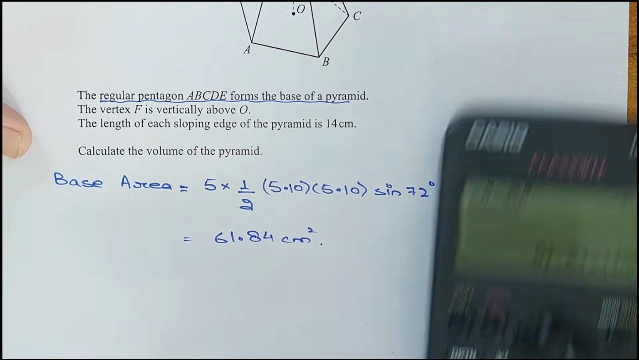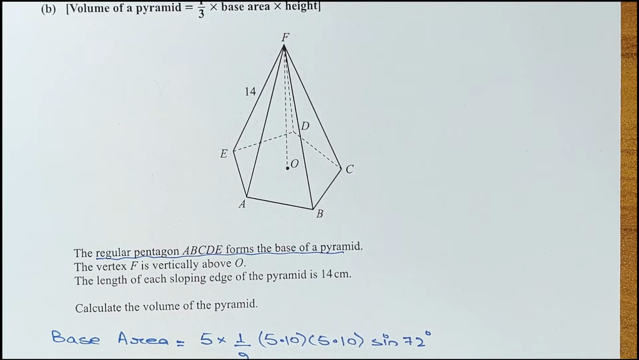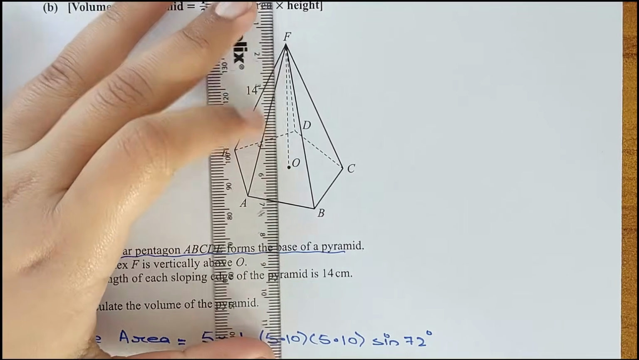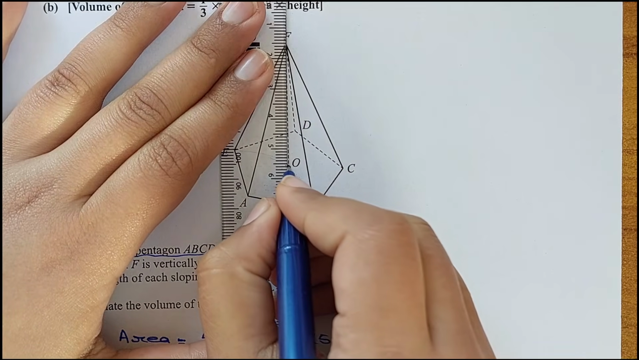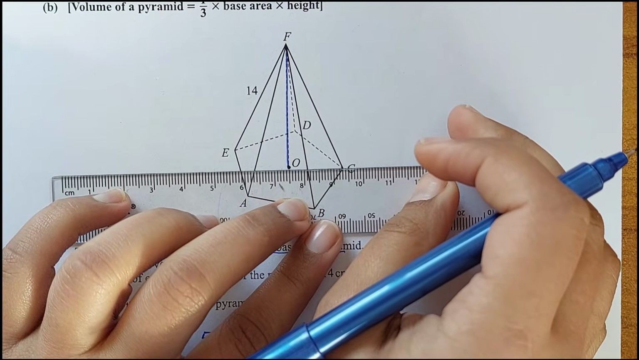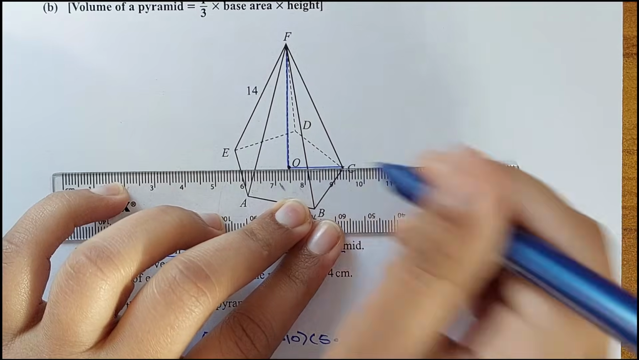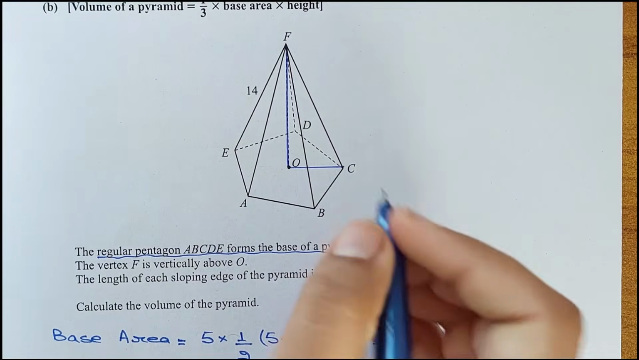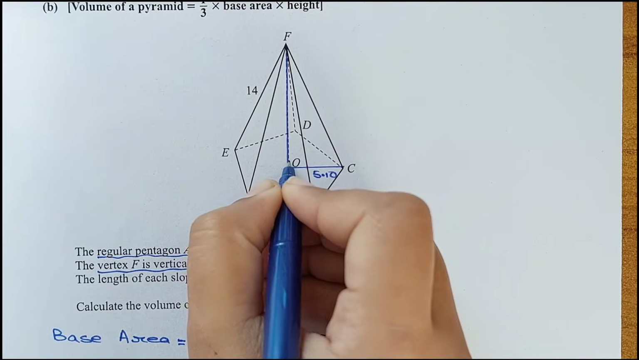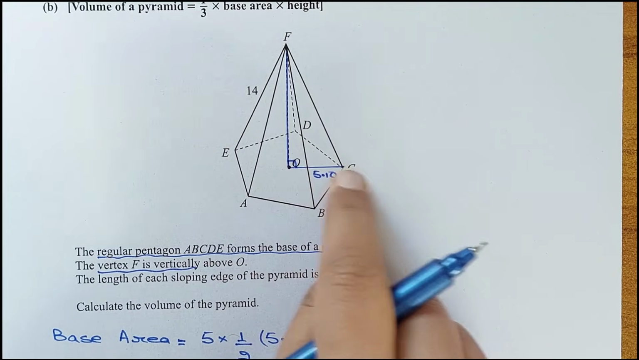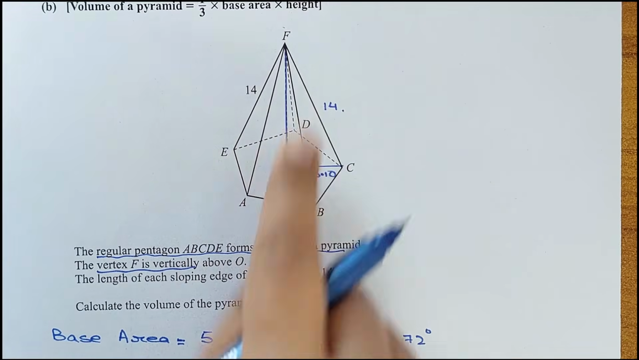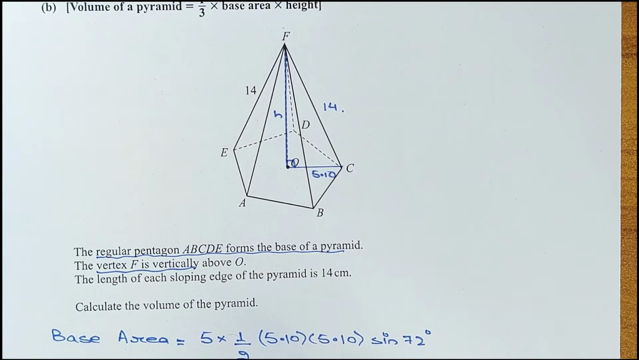Now let me solve for height. Okay, what is the height? We know that the vertex F is vertically above O. This is the height of the pyramid. So if I connect this with C, we know that OC is D, right? So what is D? D is 5.10. So if it is vertically above, this is a right angle, right? This is 5.10. Each sloping edge is 14. By using the Pythagoras theorem, we can find the height, OF. This is the height, right?